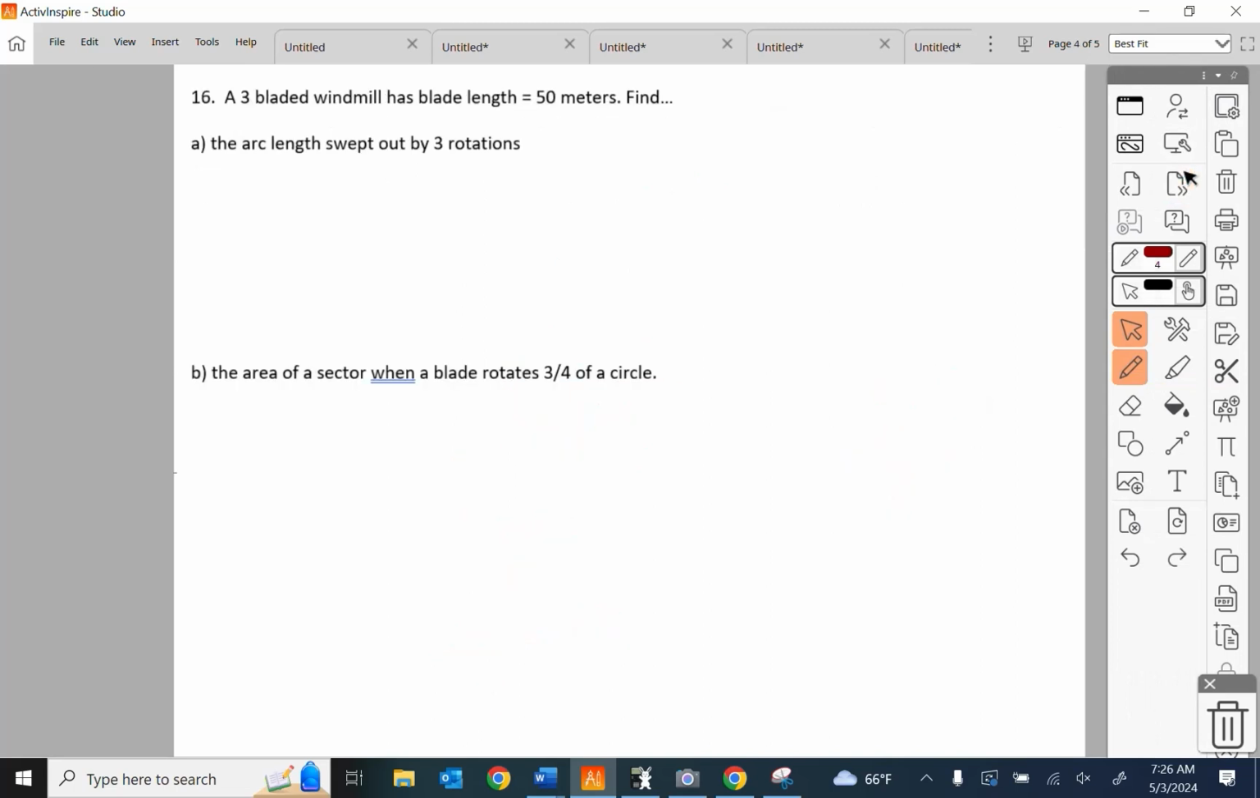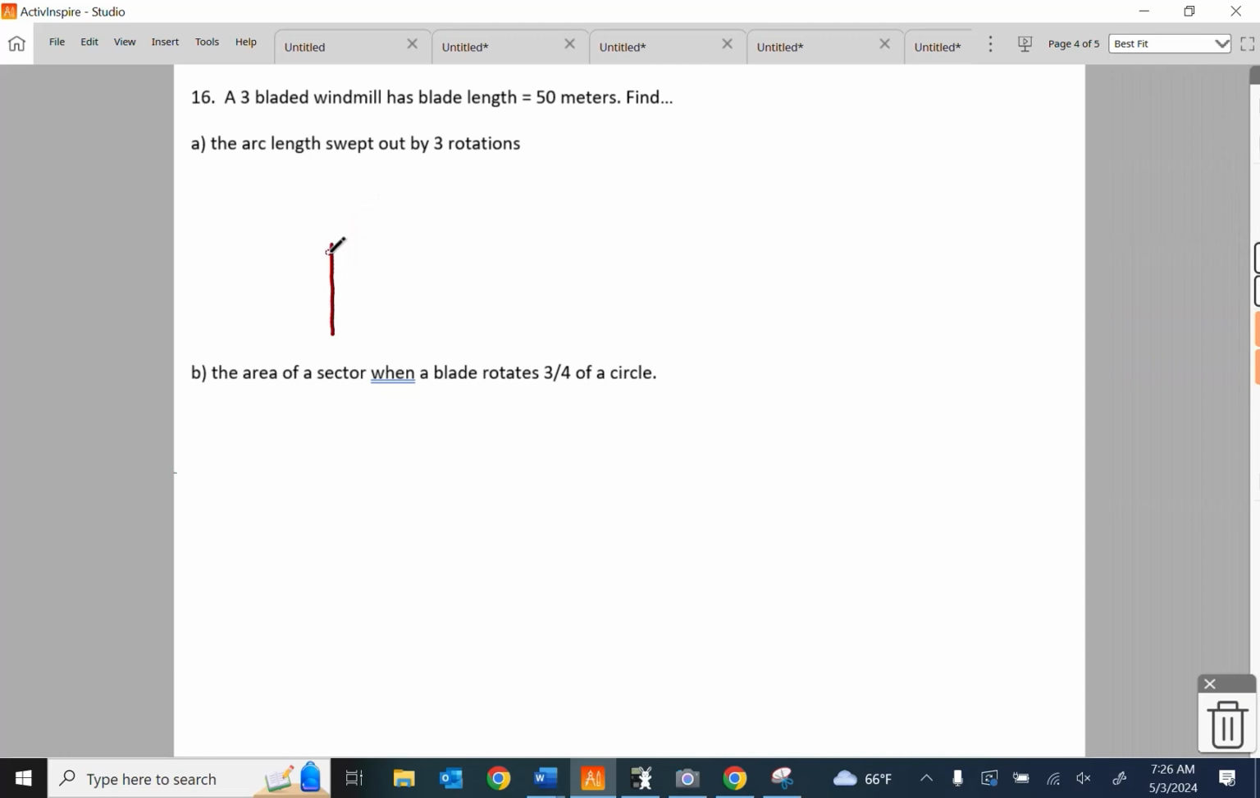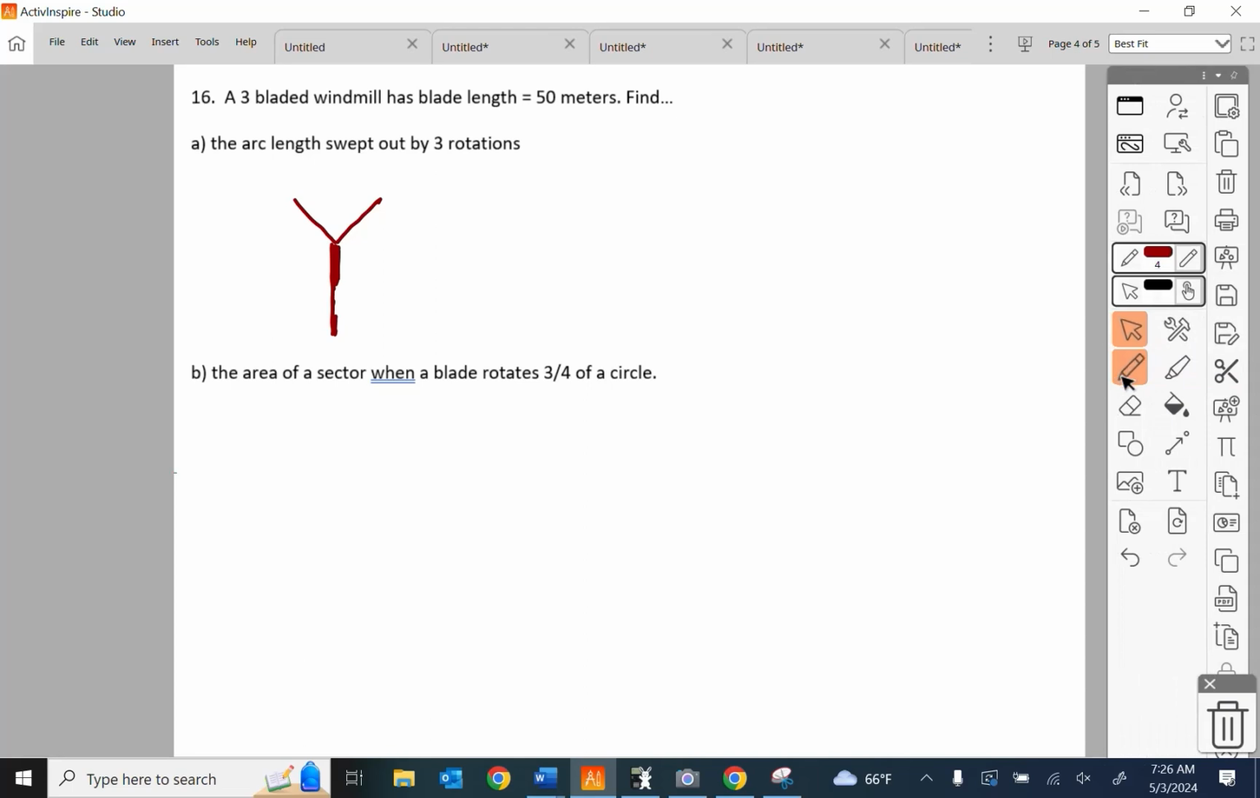16. A three-bladed windmill has a blade length of 50 meters. Find the arc length swept out by 3 rotations. So if I was to draw myself a three-bladed windmill, here's the base of the tower. Then let's just go ahead and put this in black.